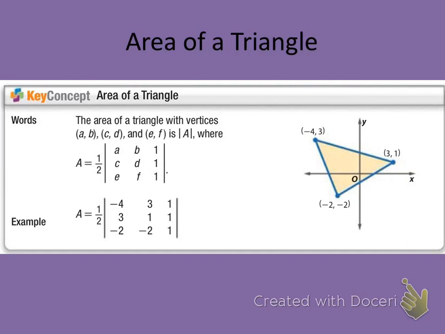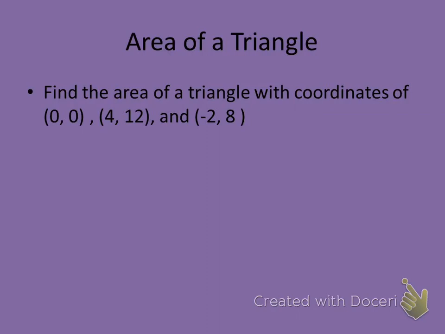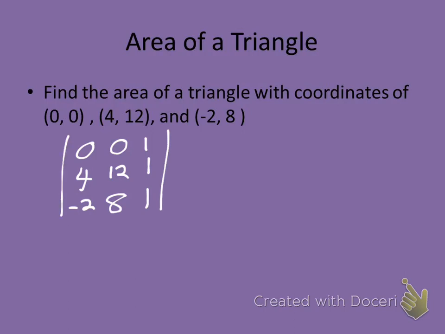Okay. So, to find the area of a triangle, what you do is you're given your 3 coordinates: 0, 0, 4, 12, -2, 8. You find that determinant. You set up that matrix. So, your x's are 0, 4, -2. Your y's are 0, 12, 8. And your z, or your last column, is 1, 1, 1. And you take that determinant.